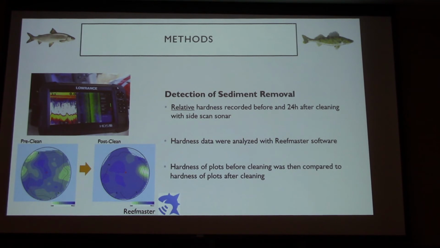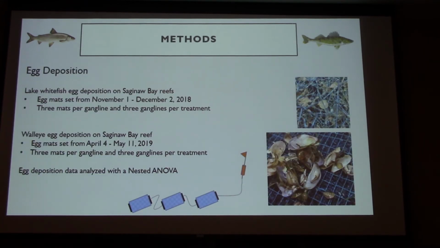So with that, we can use a software called ReefMaster, which gives us these nice plots. You can calculate a mean relative hardness within a plot, and then compare pre-clean to post-clean. So here you see there's a lot of variation, and here there's a bit less variation, suggesting that you're cleaning some of that off, and you're just getting a harder reading back. We also looked at egg deposition, so are the fish using these areas anymore if you clean them off compared to the controls? So we set egg mats in the fall of 2018 and the fall of 2019 for lake whitefish, and in the spring of 2019 for walleye.